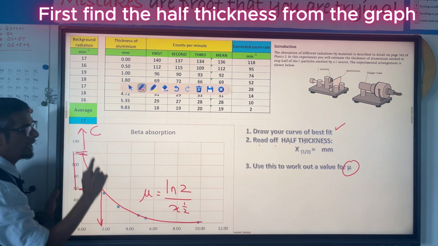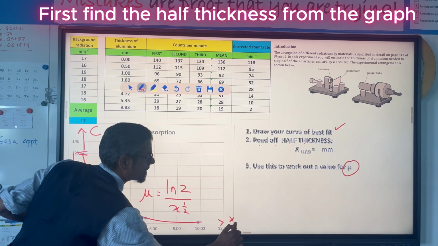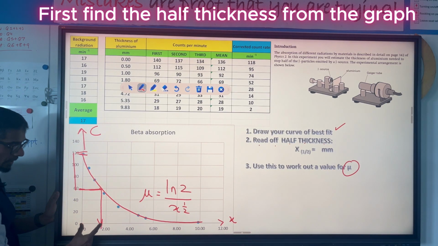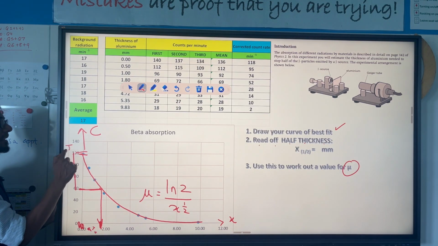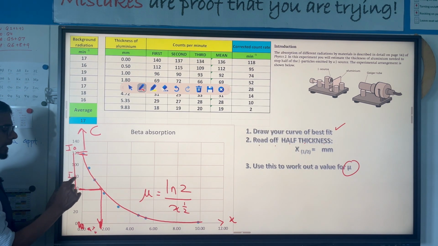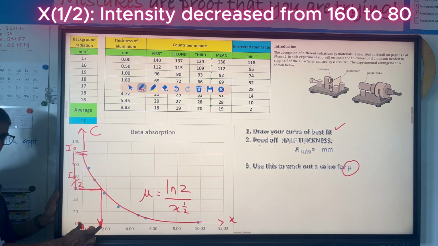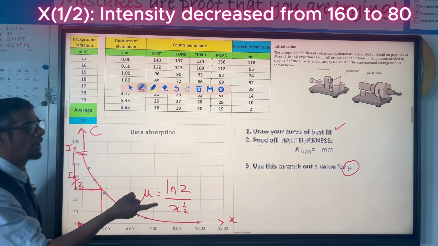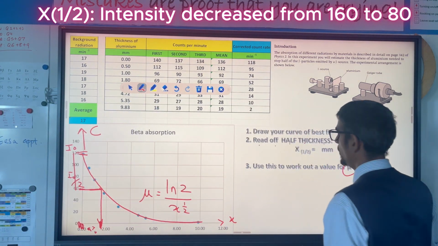This is your count rate, and this is your x. So this value here is your x half. Why is this x half? It's because your original intensity was here, and it became half. And the x value that did that is that. So that's one way you could get mu.